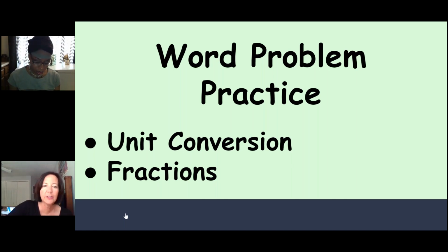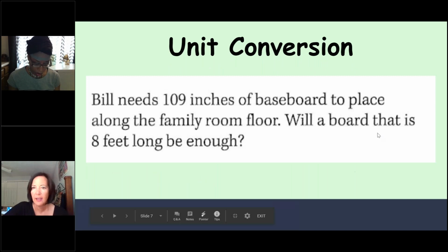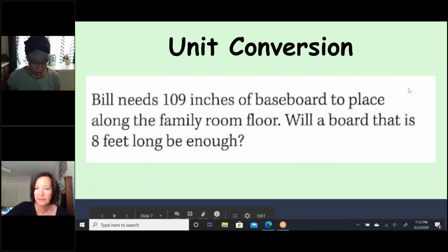So, starting with unit conversions and fractions. Our first problem says, Bill needs 109 inches of baseboard to place along the family room floor. Will a board that is 8 feet long be long enough? Okay, so Lana, my experience with you is that you probably are going to be just fine with this problem. You want to try and solve it and tell me what you get?